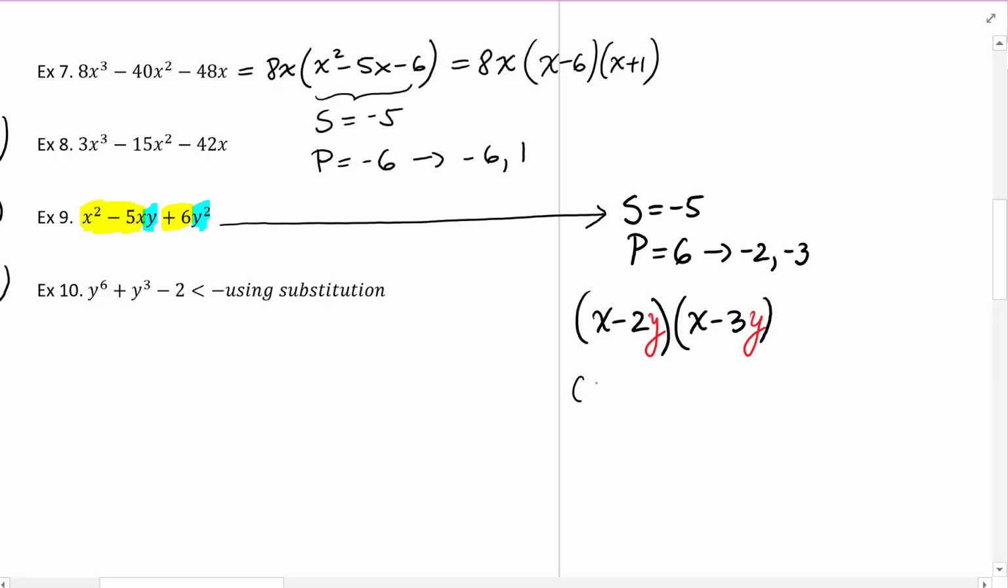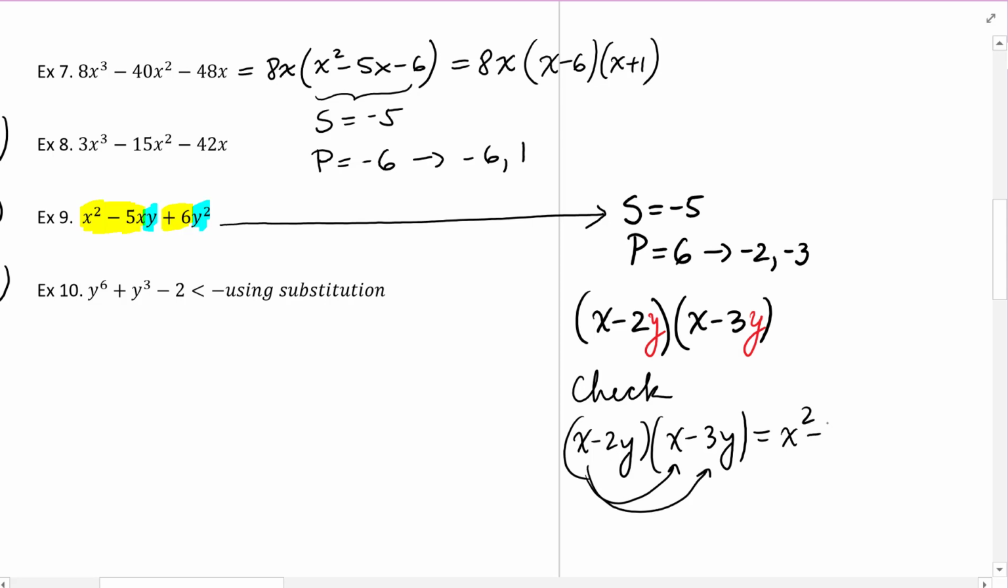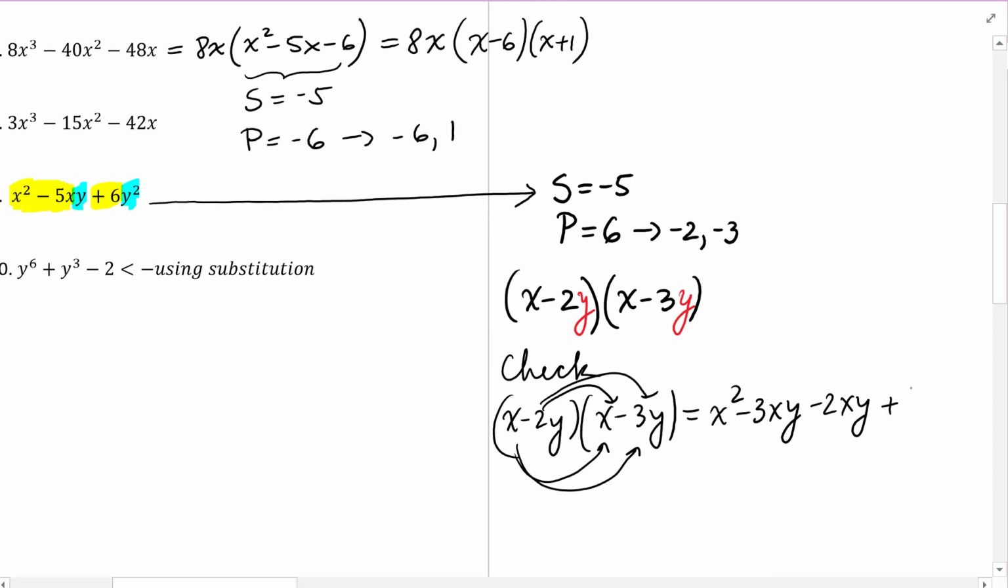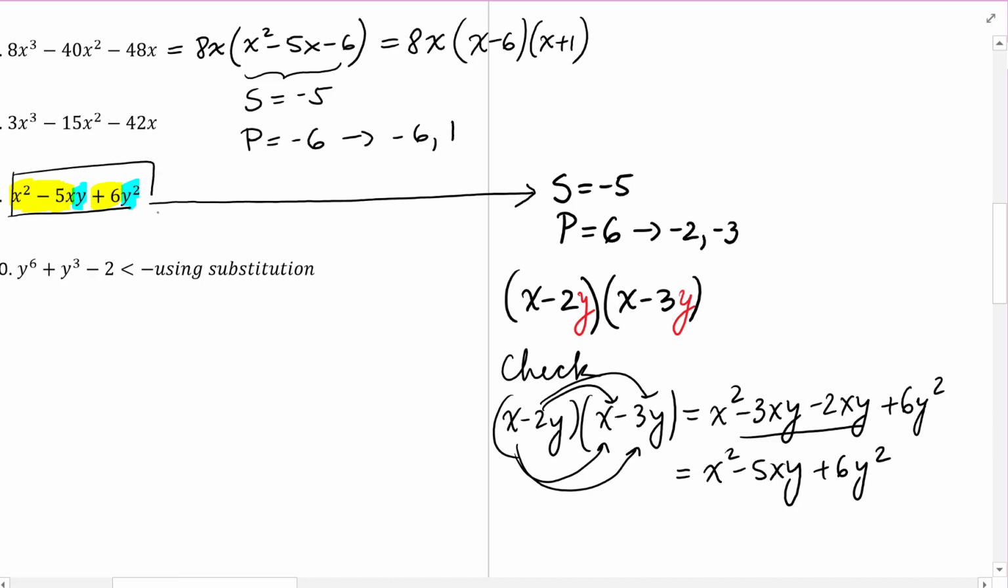You can check by multiplying these together. So x minus 2y times x minus 3y equals: x times x is x squared. X times -3y is -3xy. Negative 2y times x is -2xy. And -2y times -3y is plus 6y squared. So we end up with x squared minus 5xy, because these two are alike, plus 6y squared. So we end up with exactly what we started with. So the factors of this problem are given by this expression here.